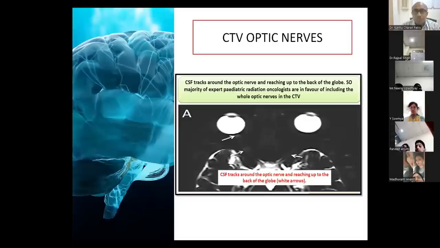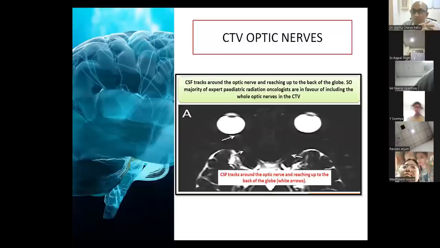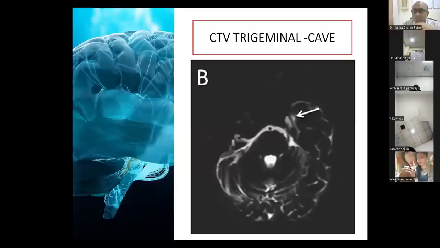Mostly, in the older concept, you have to treat the whole optic nerve tract up to the globe. CSF tracks along the optic nerve, reaching up to the back of the globe. So the majority of experts and pediatric oncologists are in favor of including the whole optic nerves in the CTV. So always include the total optic nerve. For the trigeminal nerve, if possible, follow the trigeminal nerve up to the Gasserian ganglion. You have to contour that area also, not miss it, and give the margin.